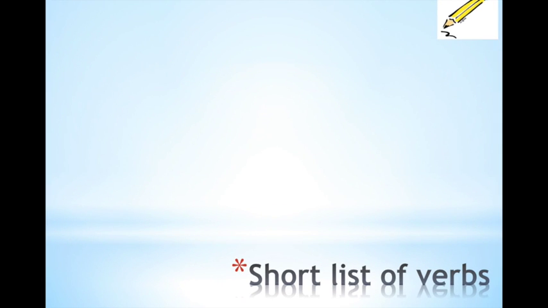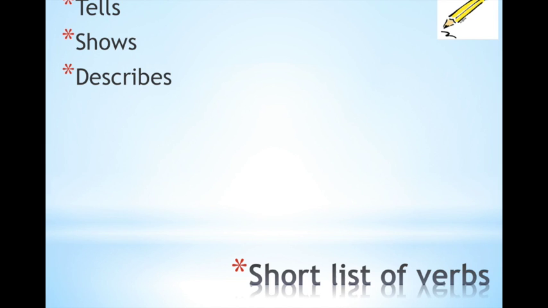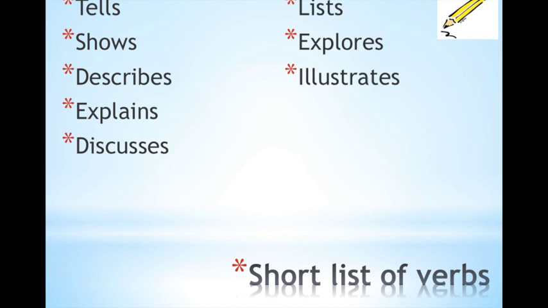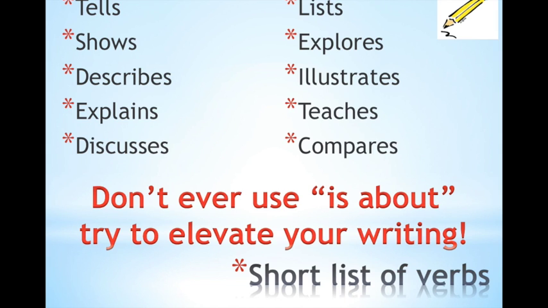So here's a short list of verbs. I do want you to write them all down. Tells, shows, describes, explains, discusses, lists, explores, illustrates, teaches, compares. Don't ever use "this article is about" fill in the blank to just try and elevate your writing.